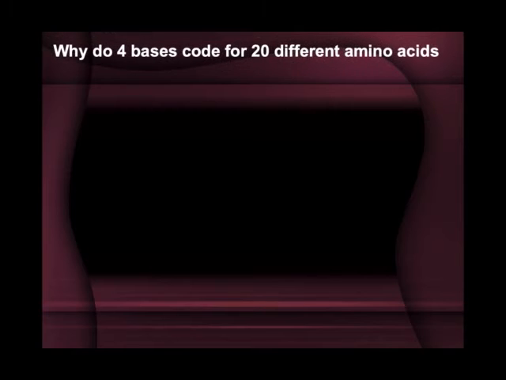Okay, let's go. So, why do 4 bases code for 20 different amino acids? That's kind of a weird question. Why don't we have 20 different bases, and each one could code for a different amino acid? But that's not exactly how it happens. So let's dig into this. There's a little bit of math ahead. Just be careful. I'm with you. Don't worry. It'll be okay.